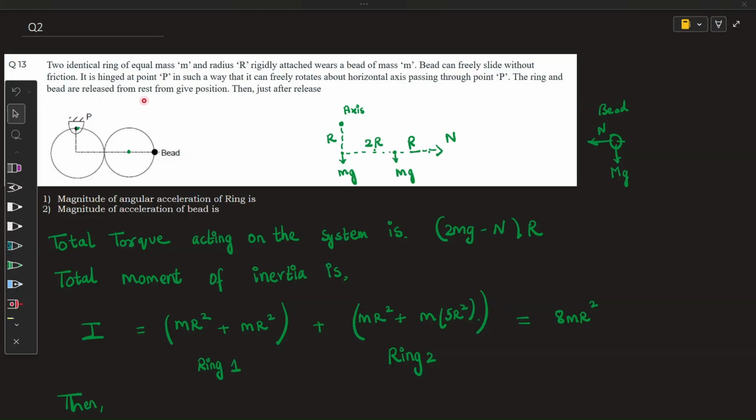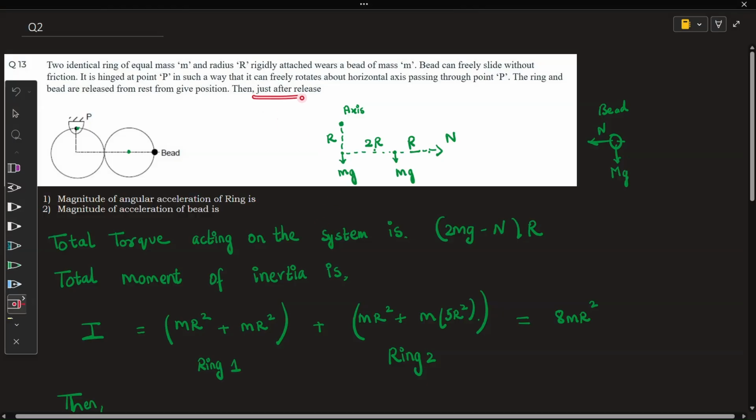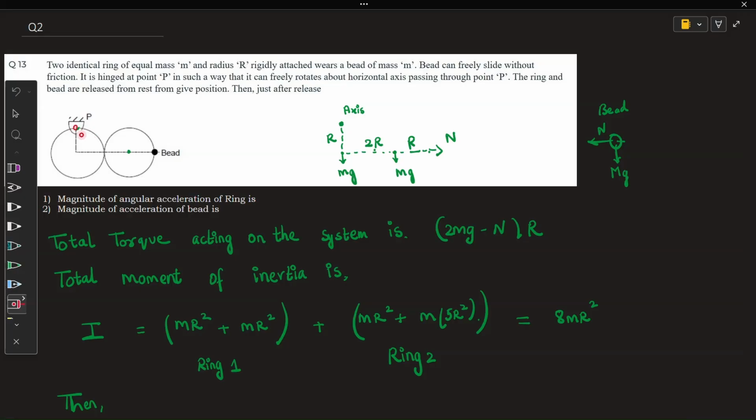The ring and bead are released from rest from the given position. Just after release, and this is a very important point, there is an axis going inward at this particular point P, and these two are, let's suppose, welded, that is rigidly attached, and the bead is free.